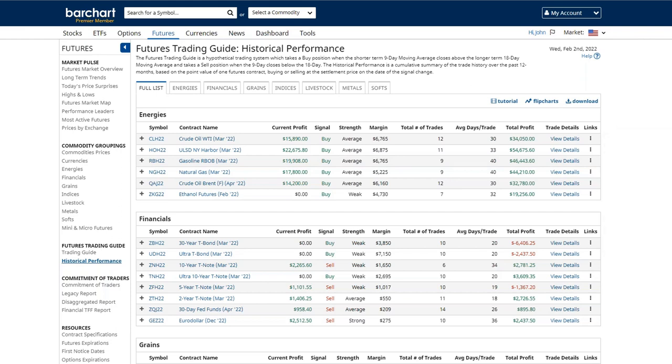Now, it generates buy and sell signals when the 9 crosses from below the 18 day moving average for a buy signal, or from above for a sell signal. And you can see that currently, for the crude oil, we have a buy signal, and the current profit for that buy signal is about $15,000, $16,000. In the last year, we've had 12 signals coming from the futures trading guide, and each of those signals has averaged about 30 days.